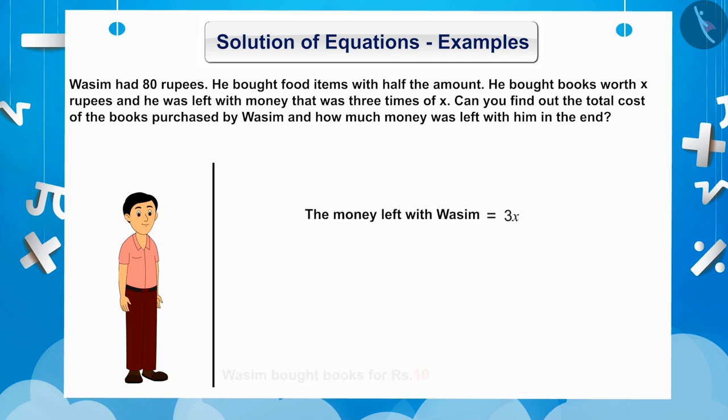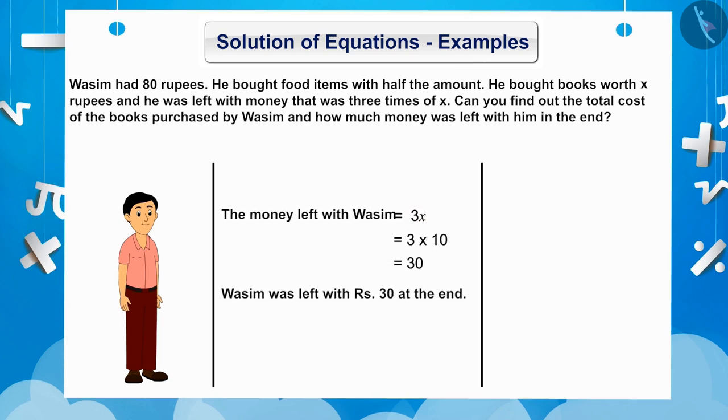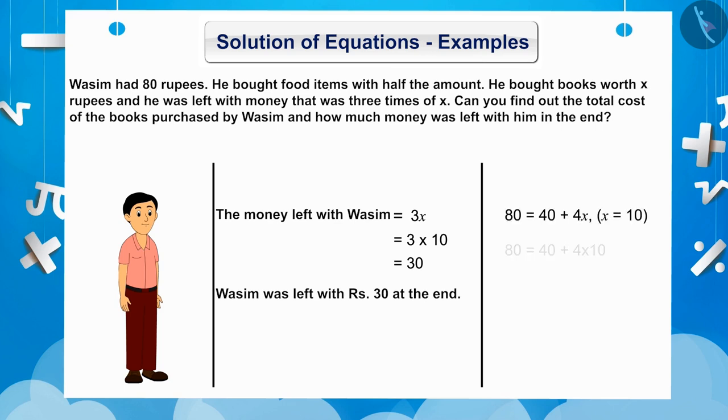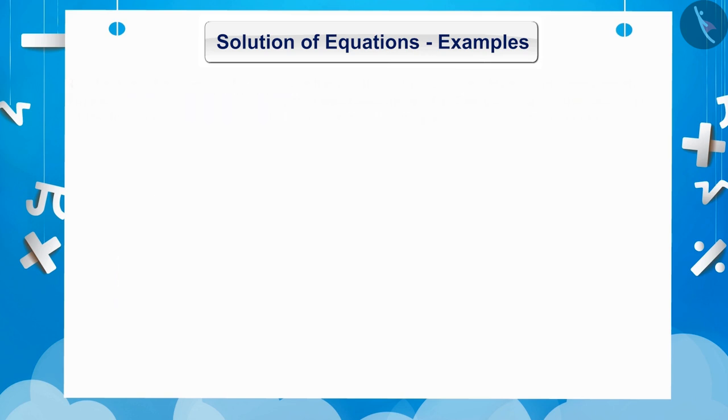We know that Wasim was left with 3 times the amount of x. This means money left with him is equal to 3x, which is equal to 3 into 10, which is equal to 30. Therefore, Wasim was left with rupees 30 at the end. Can you find out whether the answer is correct or not? Our answer is absolutely correct.